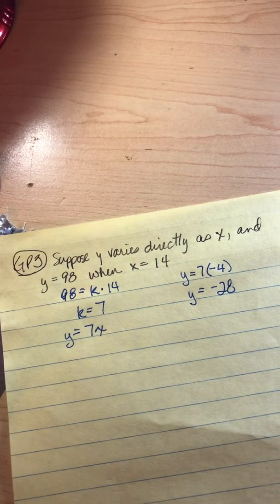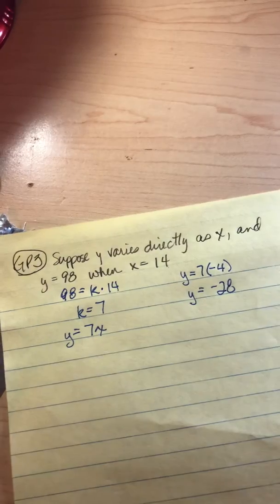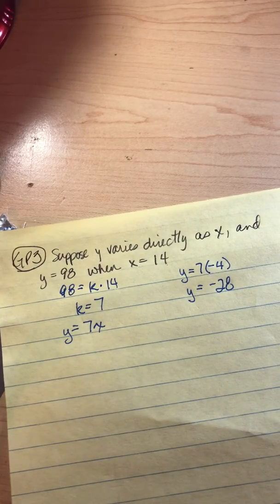Example 4 is just a real life problem, and you can see that in my notes. It gives you a couple of different equations that are real life examples of direct variations. So do make sure you look at that.